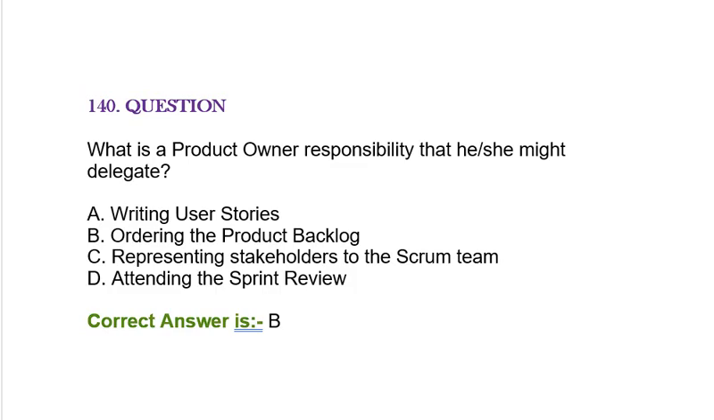Question is, what is a product owner responsibility that he or she might delegate? Option A, writing user stories. Option B, ordering the product backlog. Option C, representing stakeholders to the Scrum team. Option D, attending the sprint review. Correct answer is option B.